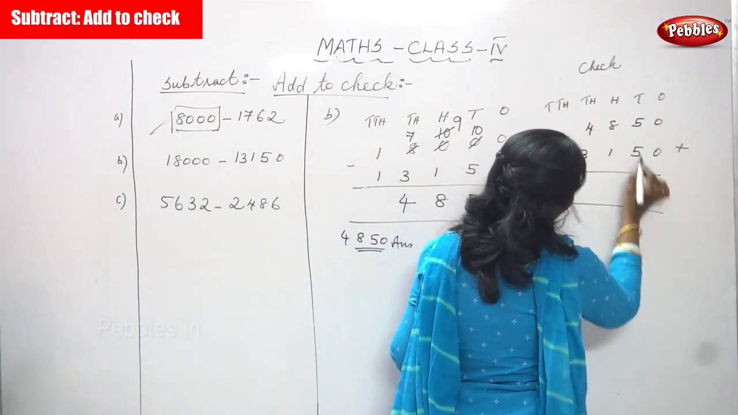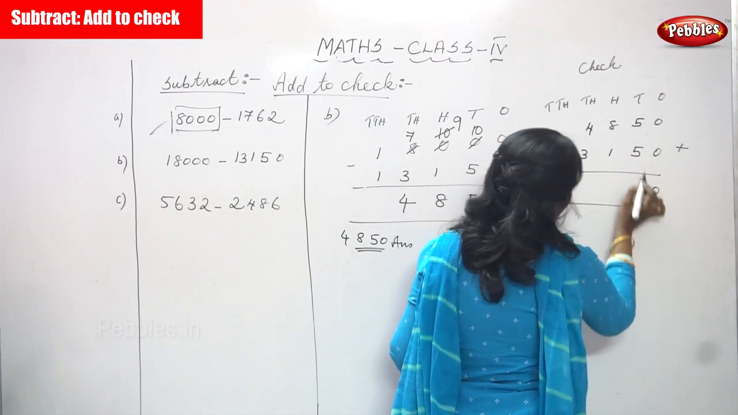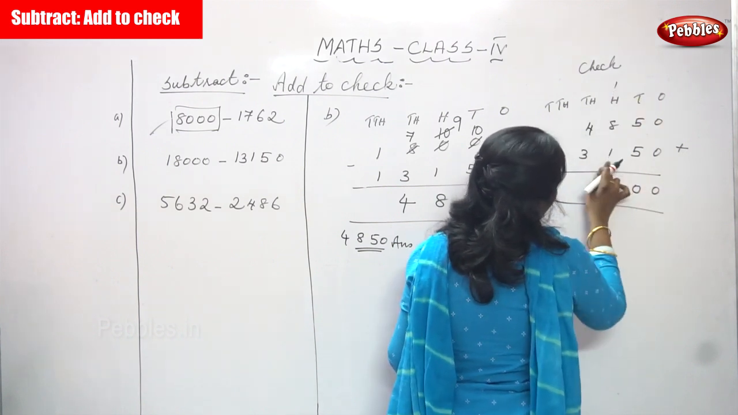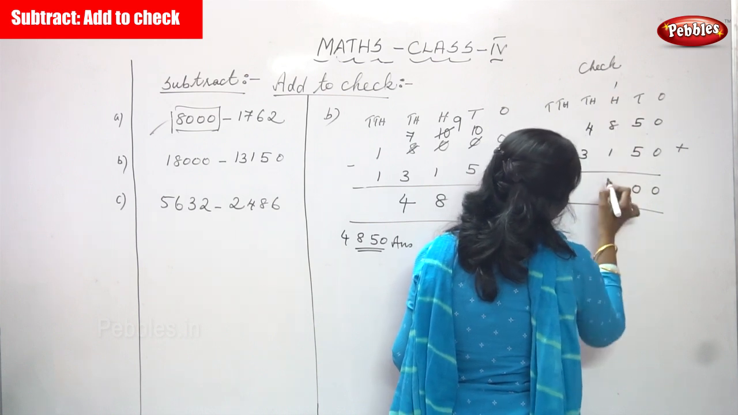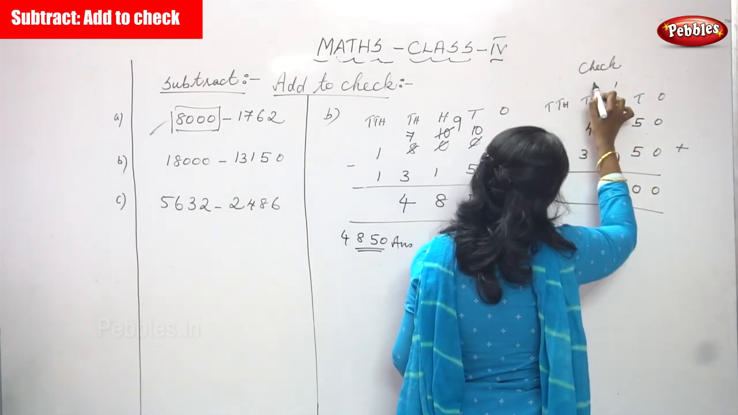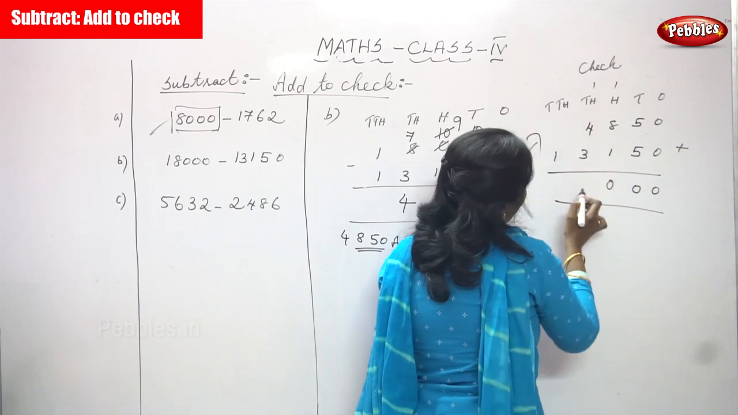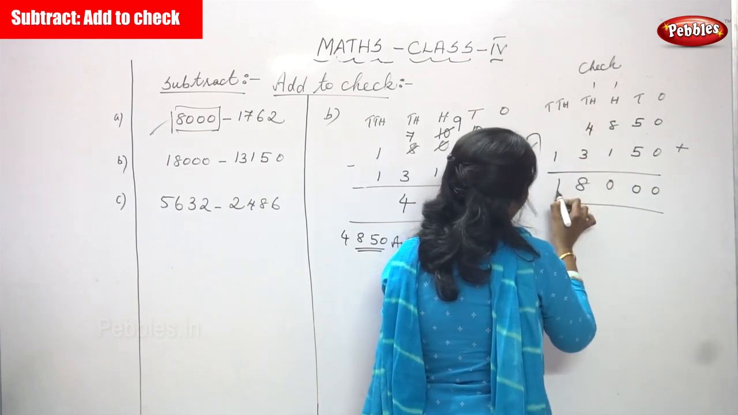0 plus 0, 0. 5 plus 5, 10, 0. Carry over goes to the 100 place. So 8 plus 1, 9, 8 plus 1, 9, 9 plus 1, 10, 0. Then again carry over goes to the top. So 4 plus 1, 5, 5 plus 3, 8, then 1.